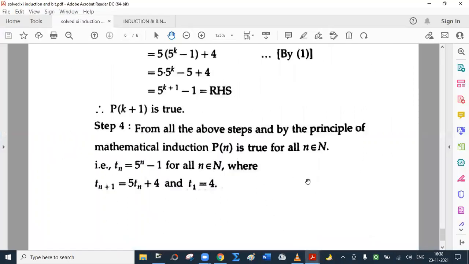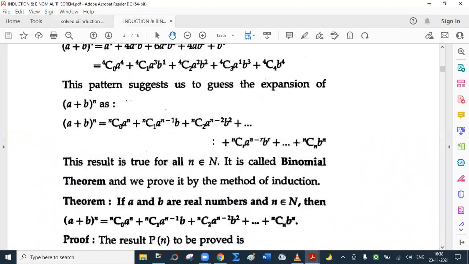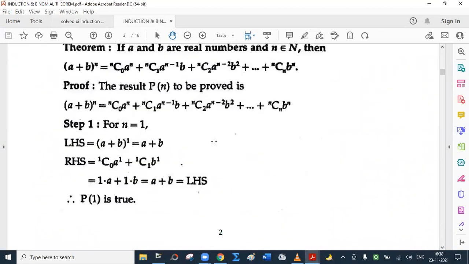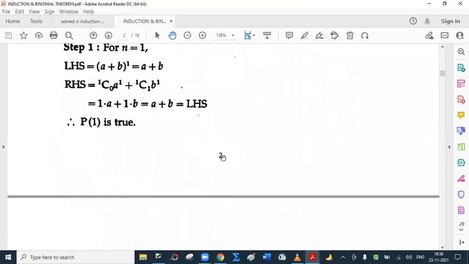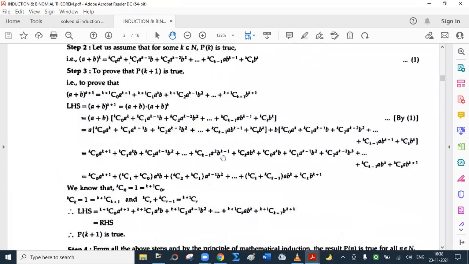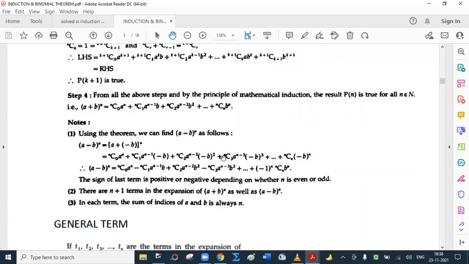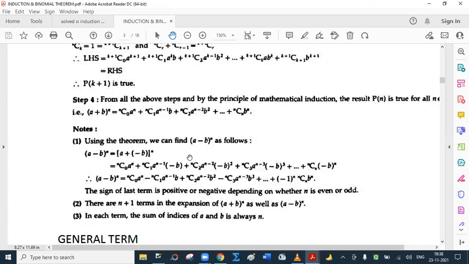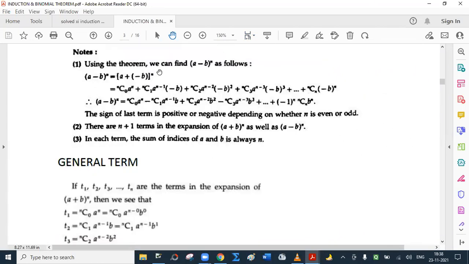Just go through this. We'll discuss the proof in the next lecture. Same method. We denote the result by P of n and so on. Now, I have already told you the important features of this.